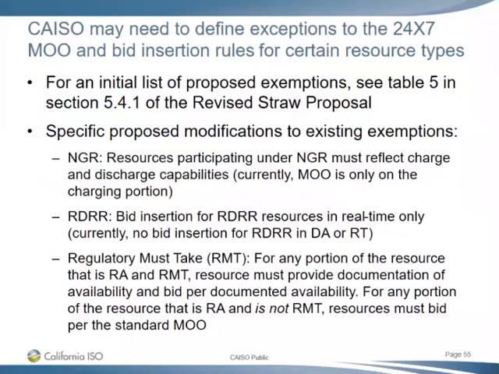Eric? Eric from Edison. So for the RDRR, since you said it's between 95 and 100% of your price cap, what would be the bid insertion? It would be consistent with the 95% to 100%. Okay, but that's a range. So if you have to, yeah, it's 95%. Yeah. Okay, thank you.